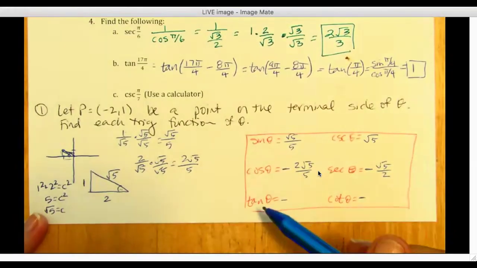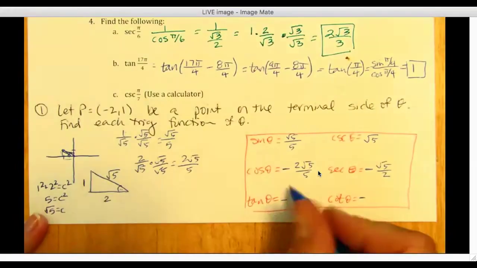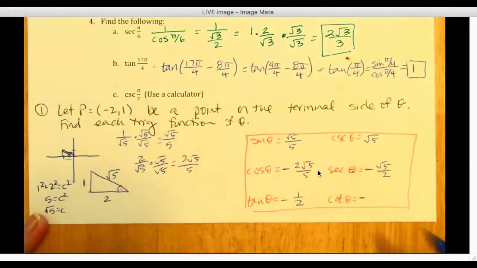And then tangent is going to be opposite over adjacent, so 1/2. And then cotangent is adjacent over opposite, or the reciprocal here, and that would be negative 2. And that brings us to the end of section 3.